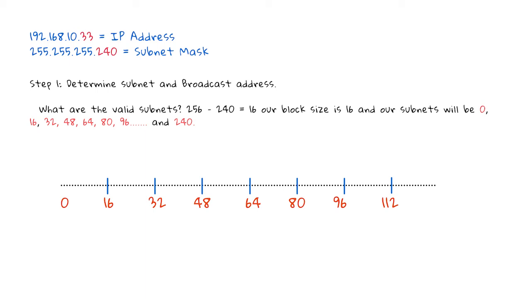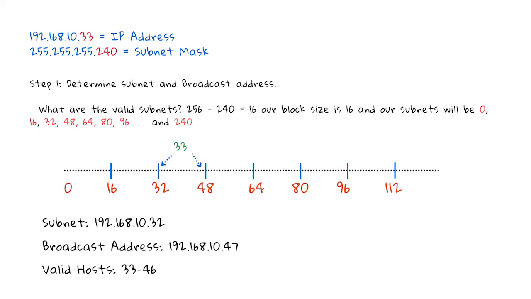And then we go back to the IP address. Where does 33 sit? It sits between 32 and 48. Therefore, it belongs to the 32 subnet. What is the broadcast address? It's going to be 47 because the next subnet is 48 in this case. And our valid host range is between 33 and 46.